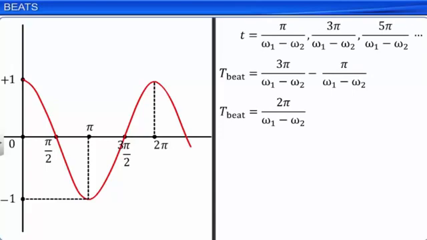Therefore, the beat frequency, nu beat, when amplitude is maximum or minimum, is the difference between nu 1 and nu 2.